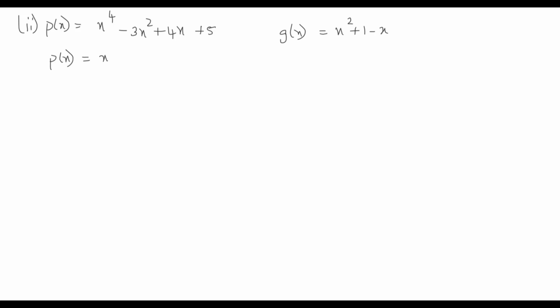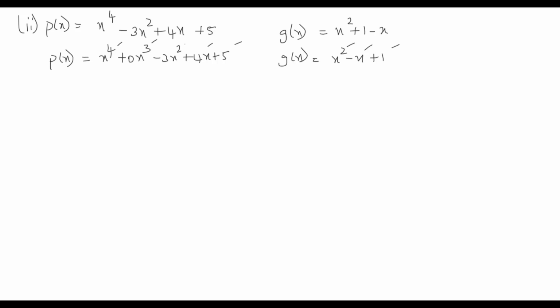Assume, because here there is no x cube term, that there is 0x cube minus 3x square plus 4x plus 5. And g of x is not in order, so put it in order: x square minus x plus 1. Always remember, it should be in a decreasing order of the degree: 4, then 3, then 2, then 1, then 0. Always remember this so that it will be easy for you to solve and not get confused.